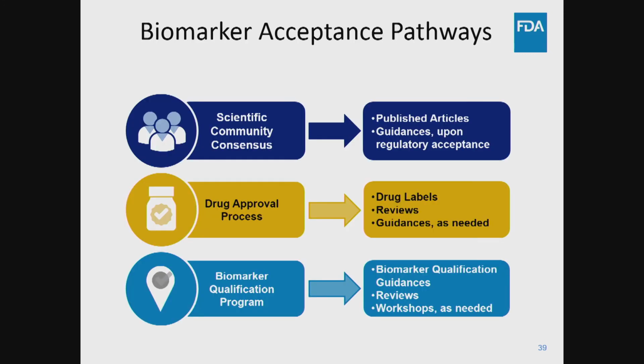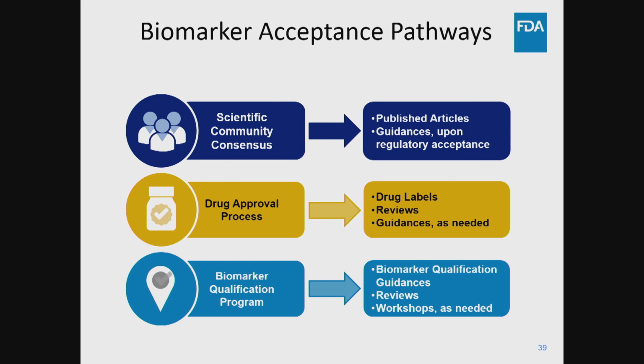Historically there have been many different biomarker acceptance pathways. Probably the most common one throughout history is simply scientific community consensus. If there's a candidate biomarker and many published articles establish its utility, ultimately this will sometimes lead to guidances by the FDA and regulatory acceptance in the drug development process or even in the patient care process. But this can often take a very long time to establish, and many different studies need to be conducted. The drug approval process can also lead to acceptance of a biomarker, but this is generally more narrow.